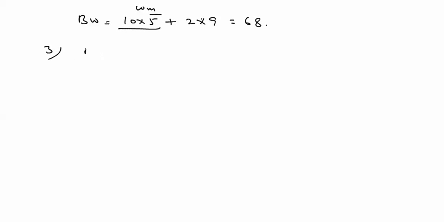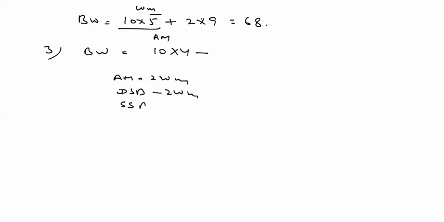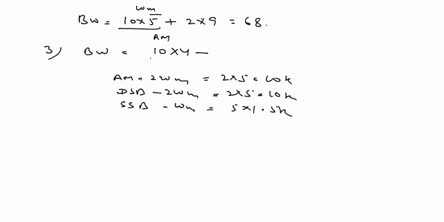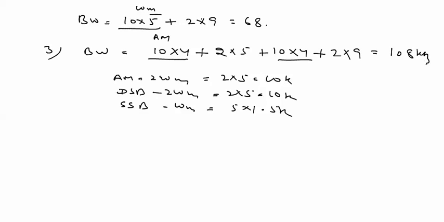Question number 3: bandwidth if the first 4 are AM. For AM the bandwidth is twice omega m, for DSBSC it is twice omega m, and for SSB it is omega m. Twice omega m is 2 into 5, which is 10. For DSBSC, 2 into 5 is 10K, and for SSB, 5 into 1 is 5K. The first 4 are AM, the next 2 are SSB, and the last 4 are DSBSC, and the guard band is still maintained. We can calculate 40, 10, 40, and 18, which gives 108 kilohertz as the minimum channel bandwidth.